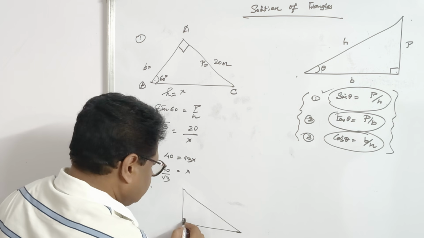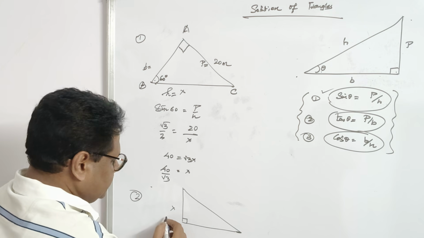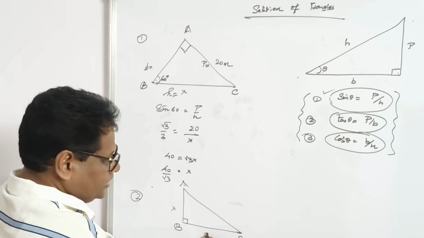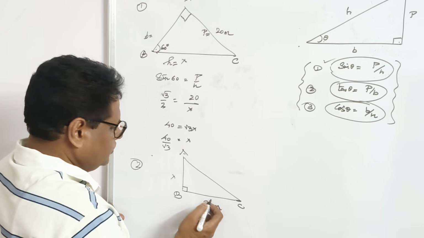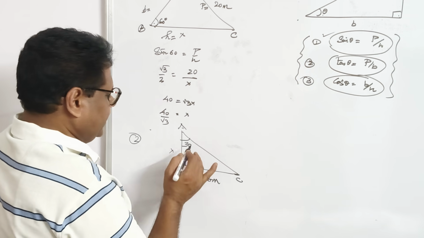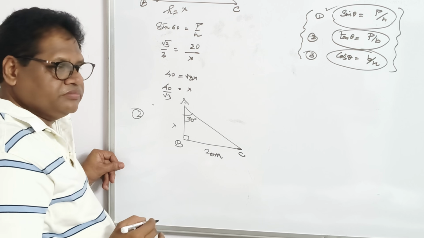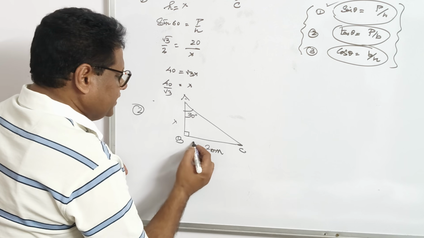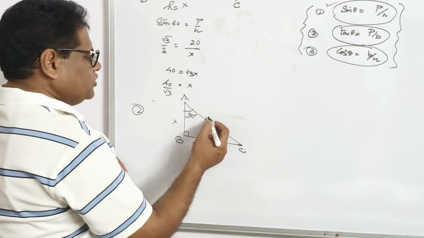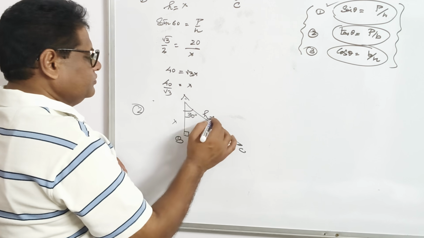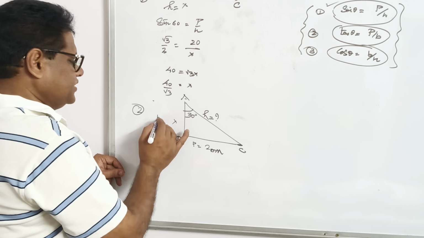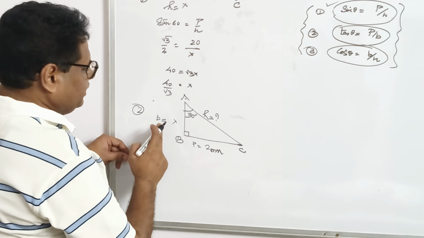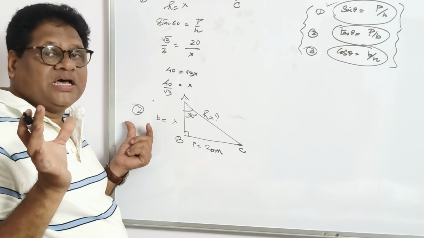This is the triangle, this is 90 degree. This is x. Suppose the triangle is ABC, right angle at B, and this is 20 meters. You have to find out X, and the angle A is given 30 degree. So first of all, you have to label the parts P, B, H. The side opposite to theta is perpendicular, the side opposite to 90 is the hypotenuse, and this is the base. So don't expect the base will always be below. It could be like this also. The selection of base comes at the last.